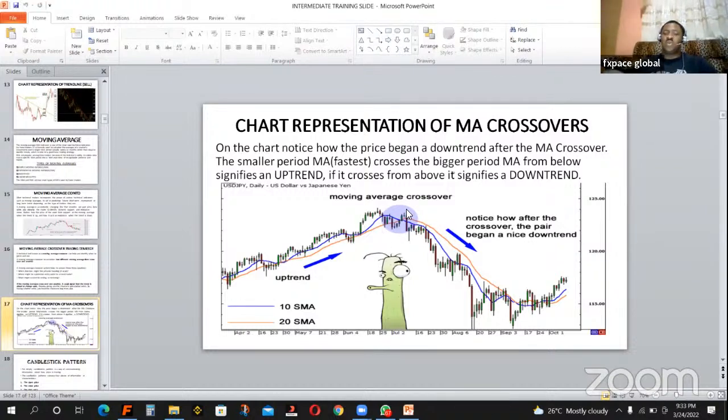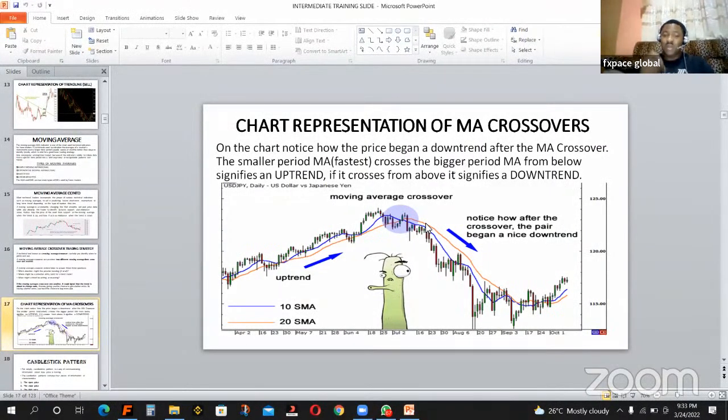Some persons will say, oh no, I don't want to enter at the cross. No problem. Once it has crossed, the market has sold, so wait for price to come back to the moving average. Not when you see the market selling, you say, hey, market has started selling, let me go and sell. No, you will always wait for price to come back to you. In this market, patience is a virtue. You must be patient. If you're not patient, this market will teach you patience.